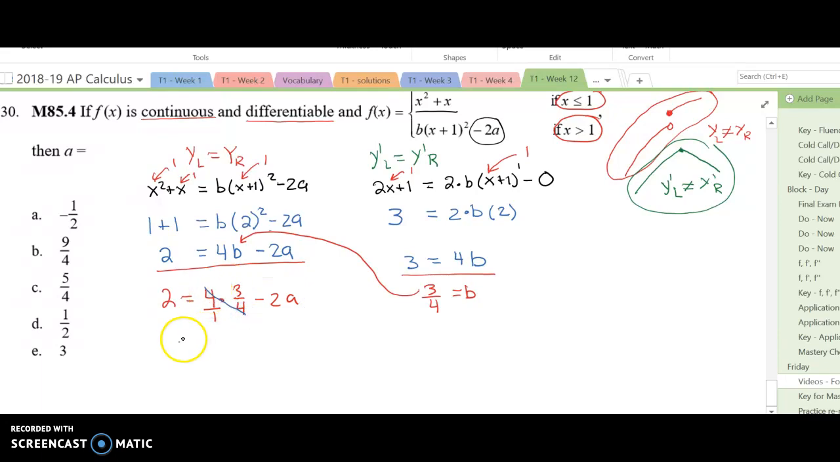And the 4's will cancel, and I really have 2 equals 3 minus 2a. Subtract 3 from both sides. Negative 1 equals negative 2a. Divide by negative 2. A equals 1/2. B equals 3/4. You were asked for A. That's choice D.